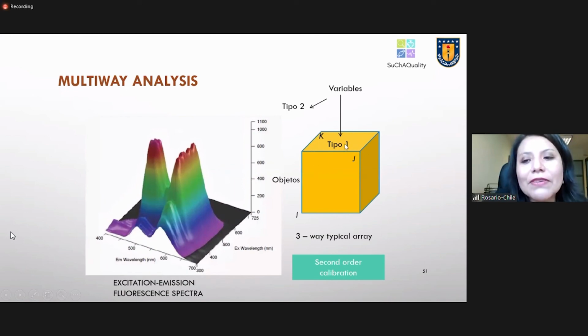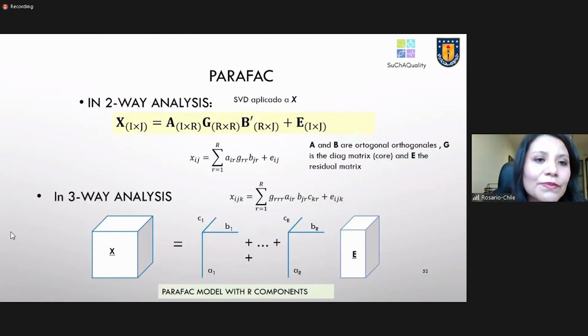So this is the same array, used maybe in food chemistry or food science for sensorial analysis, where we have here the objects, here we have the parameters that we want to test, and here we have, for example, the analysts or the persons who are recording information about each parameter. And this is also a perfect cube to analyze by multi-way analysis, and it's used often.